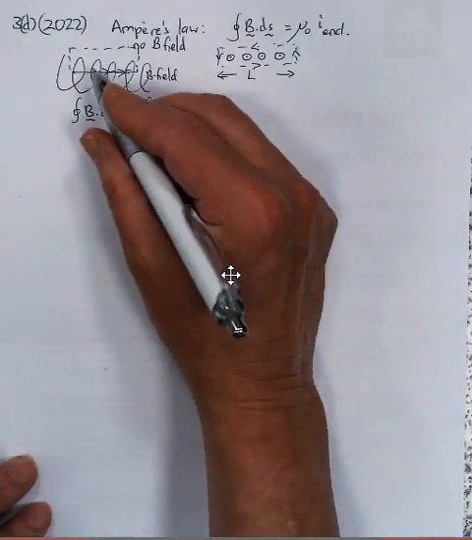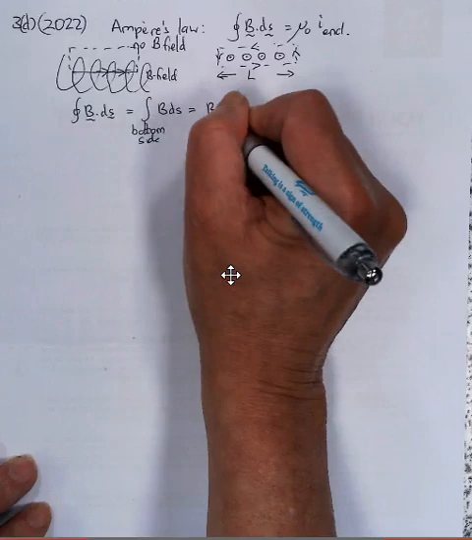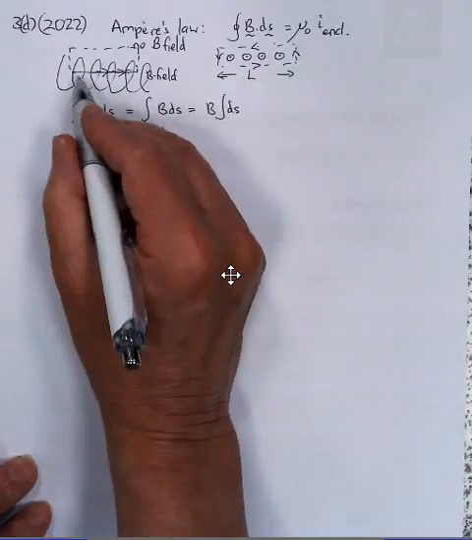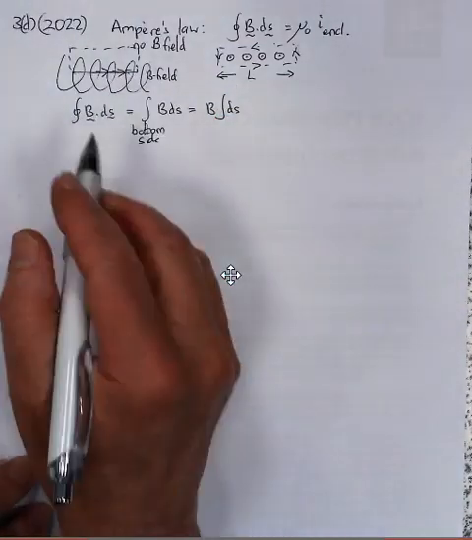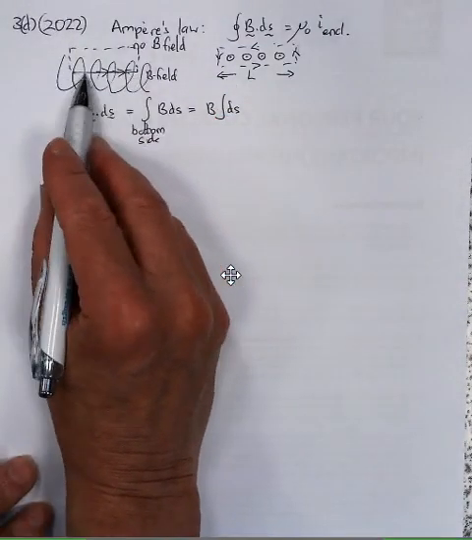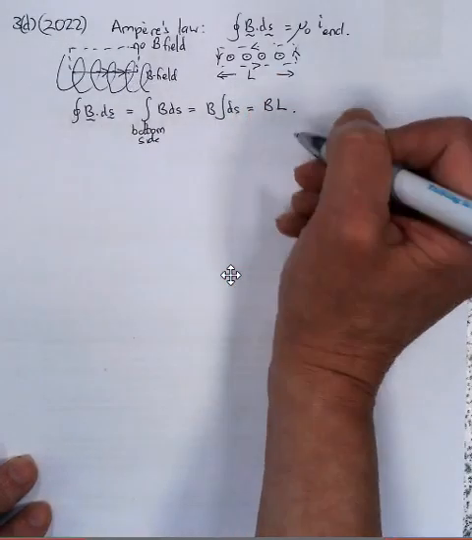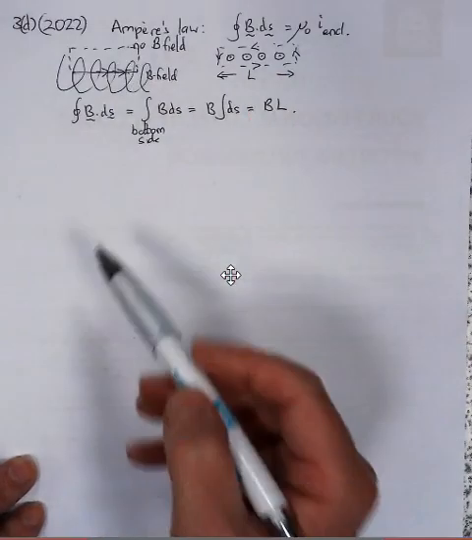And B is going to be constant inside the solenoid, so that's going to be B times the integral of ds along that length. And again, it's a length, so when you integrate it, you just add up all the little bits, and that gives you the length of that part, and we've said that's L. So our integral here equals BL.